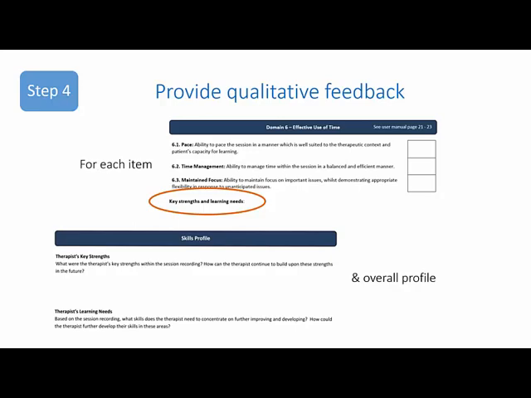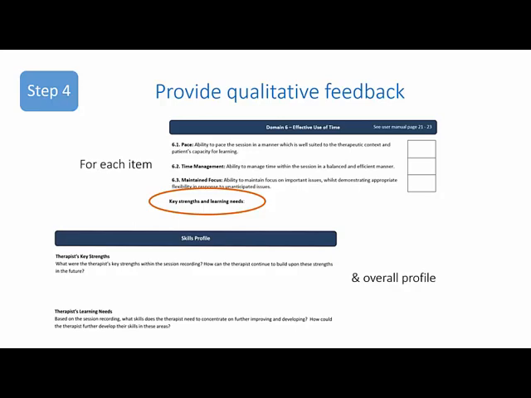So within the feedback form, you will see that there's space to highlight key strengths and learning needs for each domain. And then also there's a skills profile at the end where you can just draw out the most important strengths and learning needs. So here it's particularly thinking about how the therapist can continue to build upon their strengths in the future, and what they need to do to further improve and develop perhaps those areas of somewhat weakness. So how could they further develop their skills in the future?